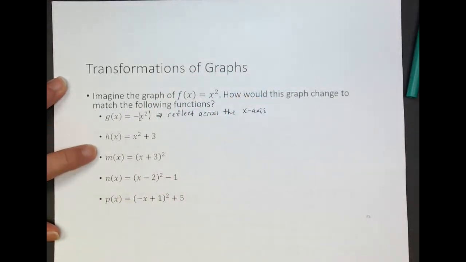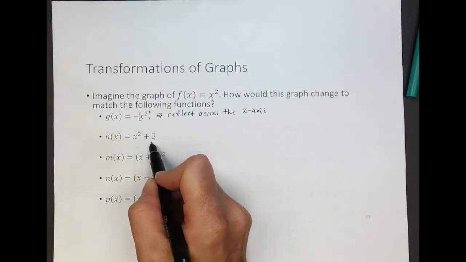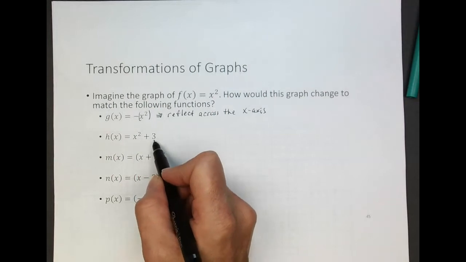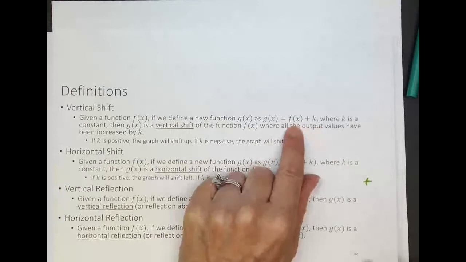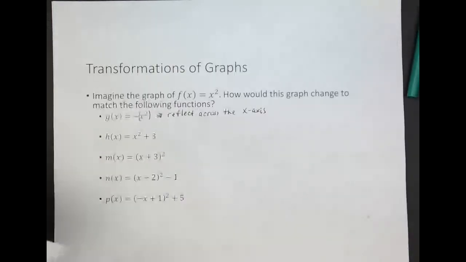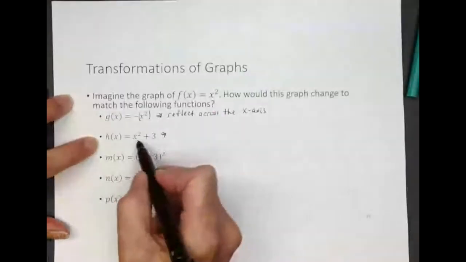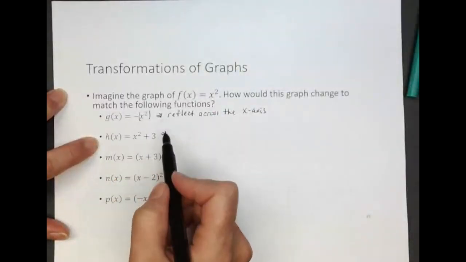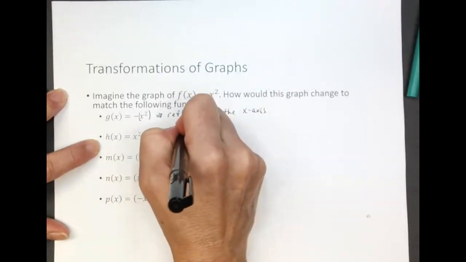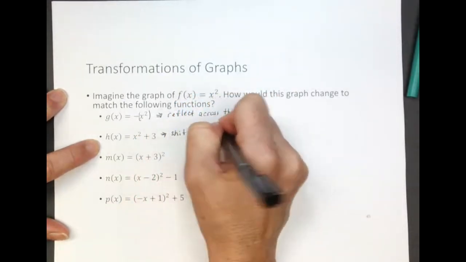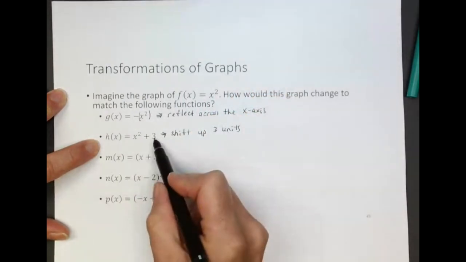When we look at this next example, what's happening here? We're just adding some constant out to the end. When we add some constant out to the end, that's going to be a vertical shift. If we match the pattern here, it's the function plus k, some constant. Since the constant is positive, the transformation that's occurring here is to shift up 3 units, since we're adding the positive 3.